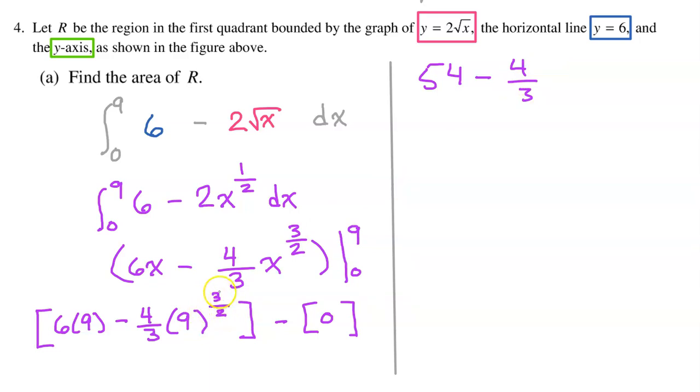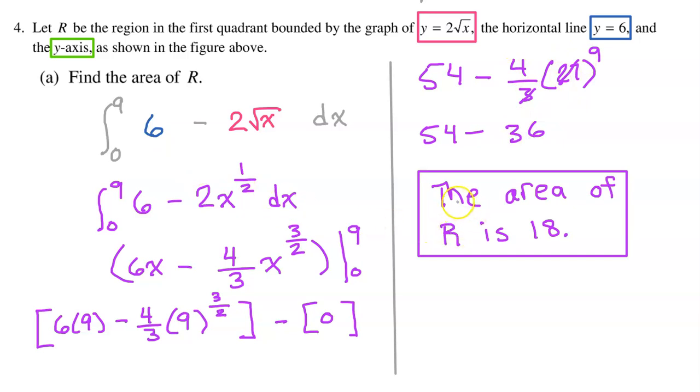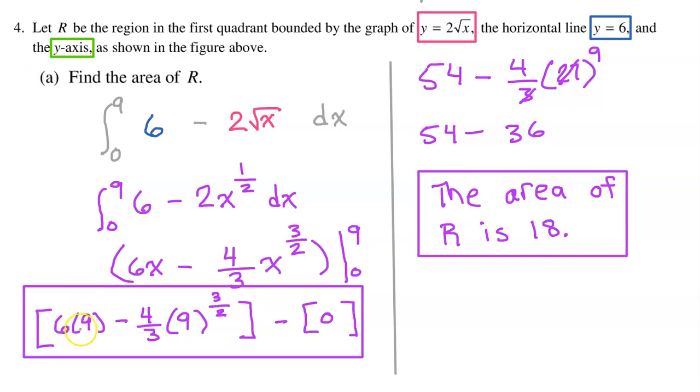3 over 2. This is power over root. So this is the same thing as the square root of 9 and then the third power. The square root of 9 is 3. 3 to the third power is 27. So I have 4 over 3 times 27. 3 goes into 27 9 times, and 4 times 9 is 36. So the area of R is 18. I should point out that for a free response question, I could leave my answer like this if I wanted to.